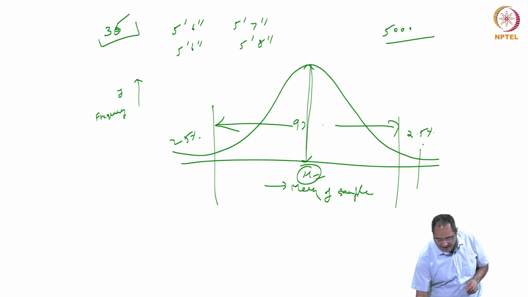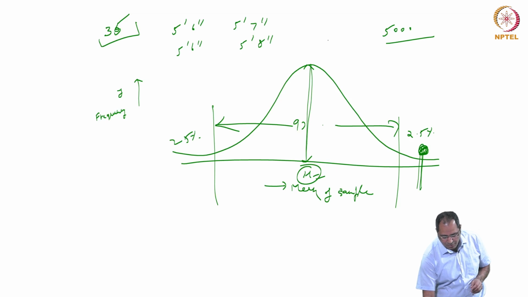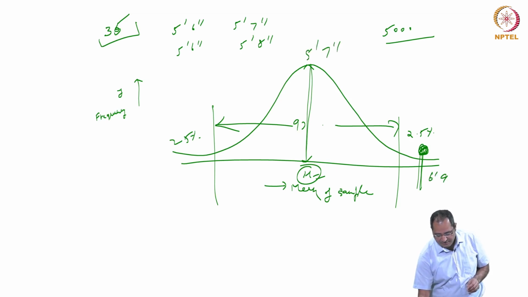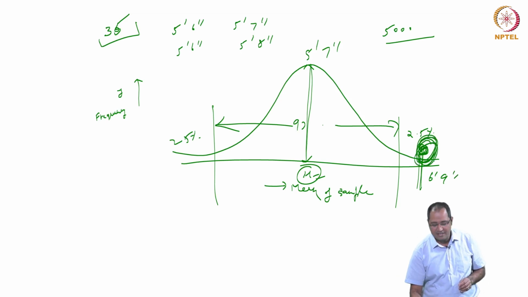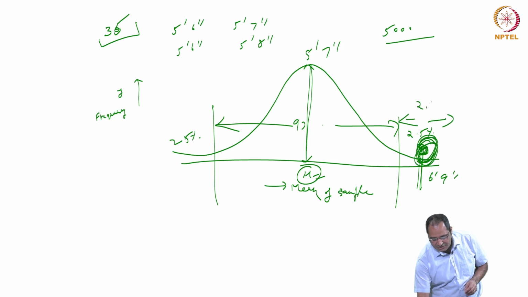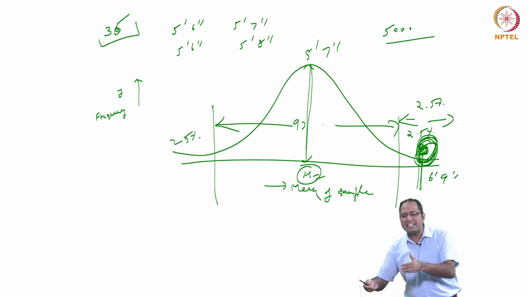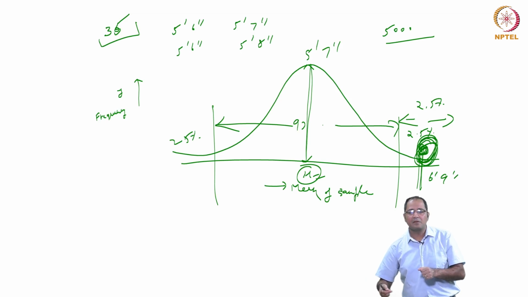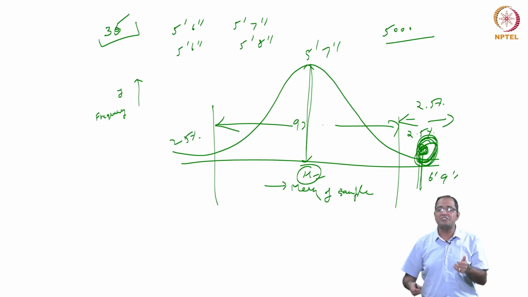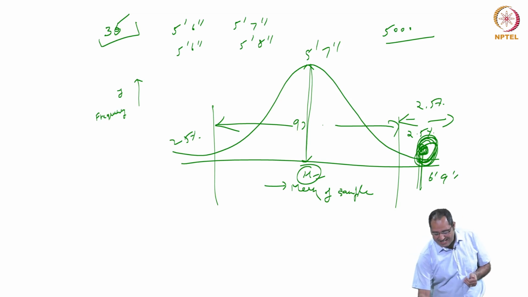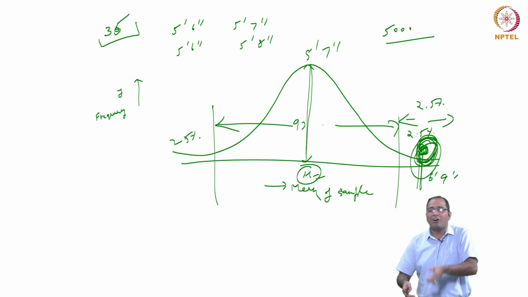If a sample is here, so let's say sampling, the population mean is 5 feet 7 inches. This is 6 feet 9 inches. If for a particular sample I find a value here, it is very unlikely because it is falling in 2.5%. So some of the samples are very, very unlikely to happen, because if the population mean is 5 feet 7 inches, it is very unlikely that I get such a sample. Still, it is possible because I got a sample.